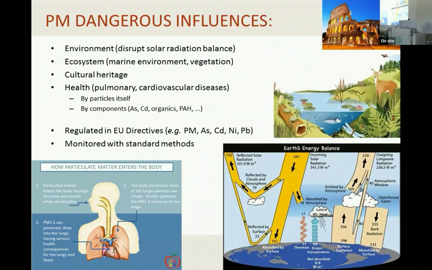And why is PM so important? Because it has negative effects on many different levels and is considered one of the most dangerous air pollutants. It could affect the environment by disrupting the solar radiation balance and consequently cause heating of the atmosphere. It can also influence the ecosystem. For example, it can be deposited on vegetation surfaces or dissolved in the water and then change the nutrient balance or the availability of the elements.